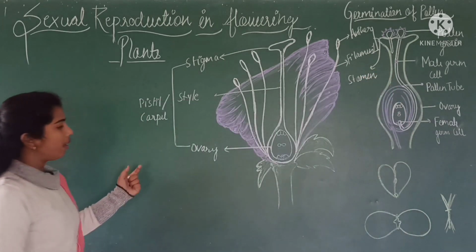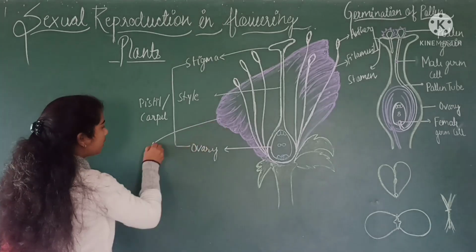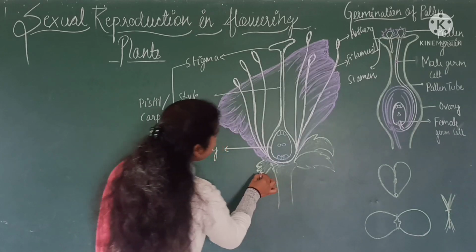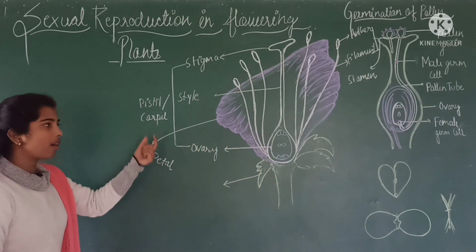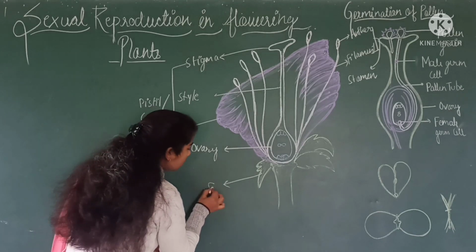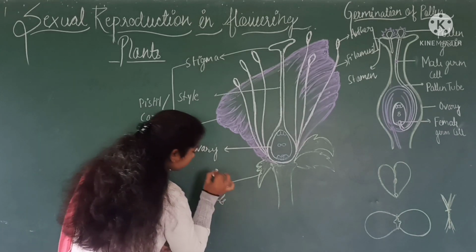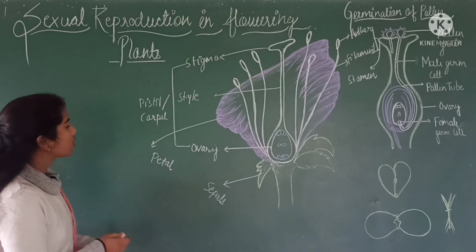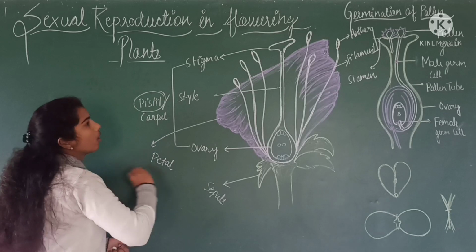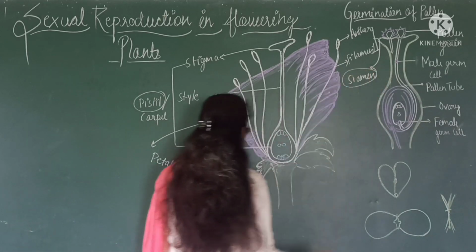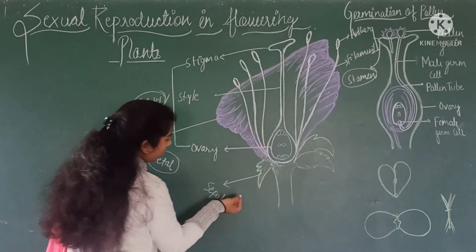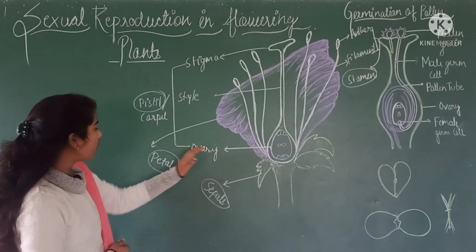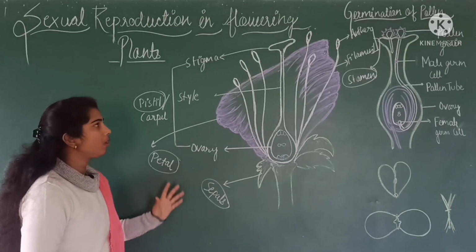The colored part of the flower is known as petal and the green part below the flower is known as sepals. There are mainly four main parts of the flower. First is pistil, second is the stamen, third is petal and fourth is sepals. Sepals are the green part of the flower and petals are the colored part of the flower.